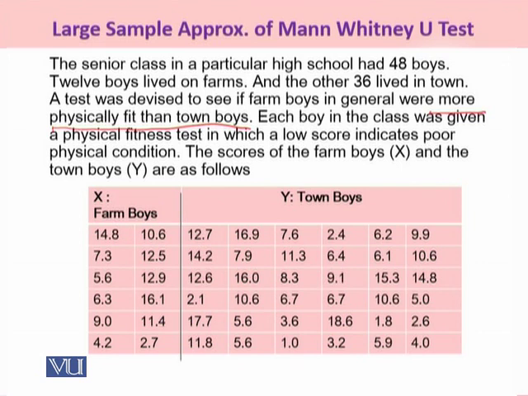So each boy in the class was given a physical fitness test in which a low score indicates a poor physical condition. The scores of the farm boys are represented as X, whereas for the town boys, they are represented as Y. And the data is given before you.